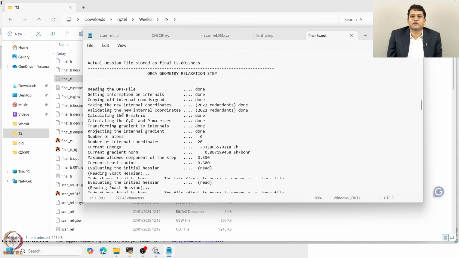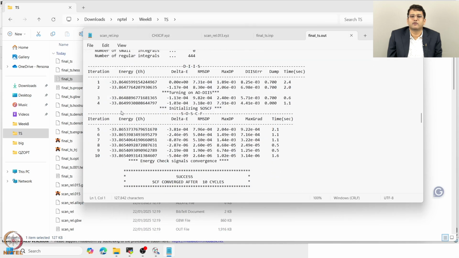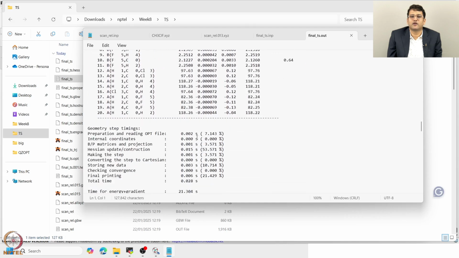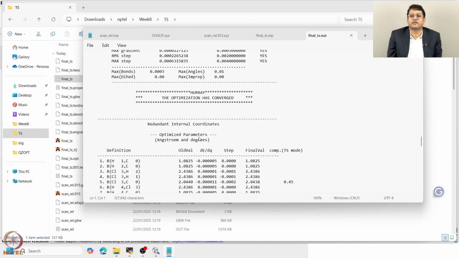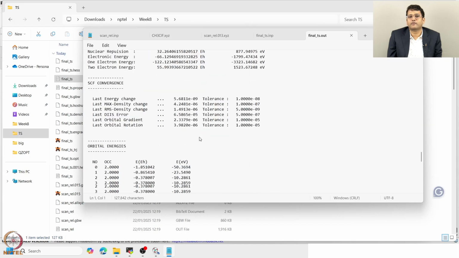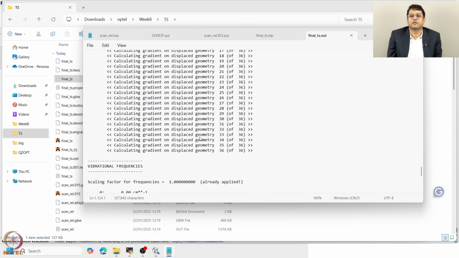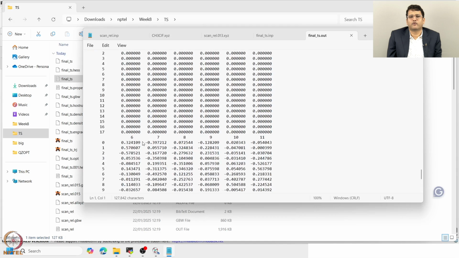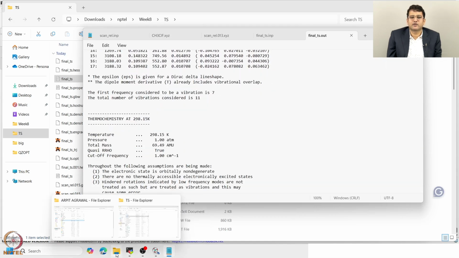Once that calculation is done, it will start doing the geometry optimization step. By the second cycle it is almost converged, and after the third cycle it is completely converged. So, now it will do a frequency calculation again. And now it will show the final imaginary mode that we have seen, and of course, it will do the thermochemistry analysis.